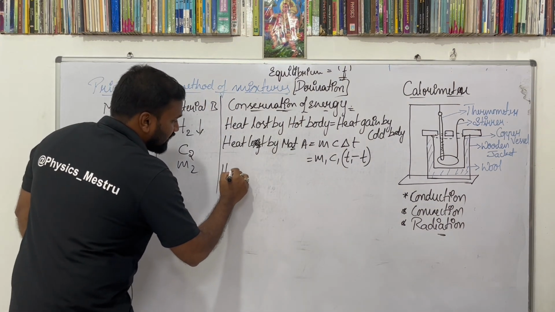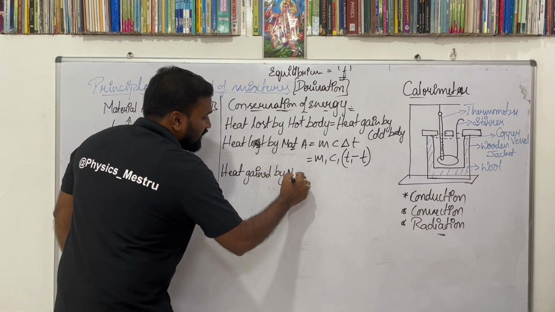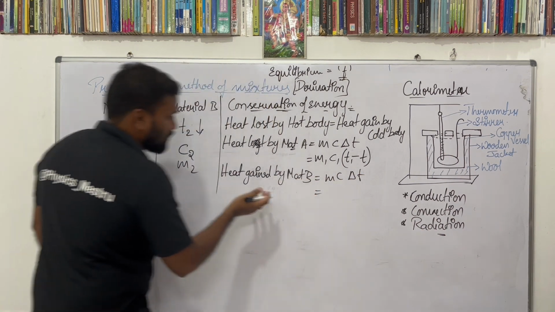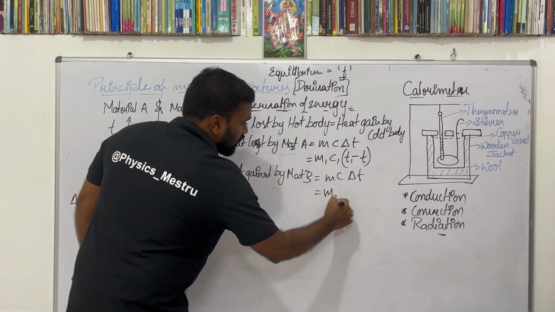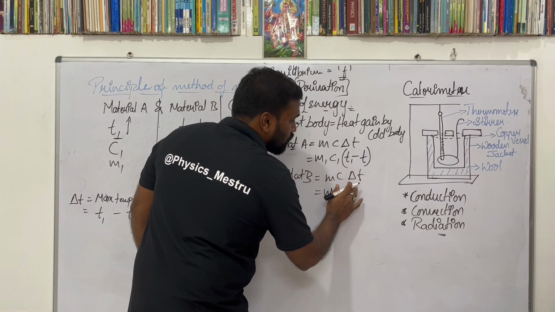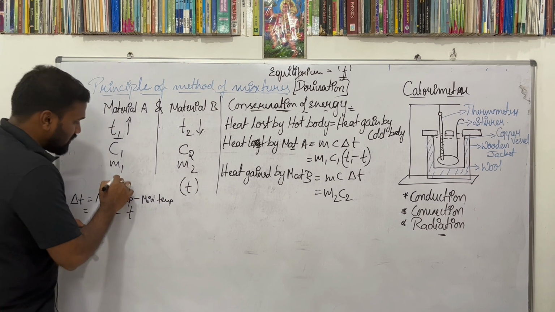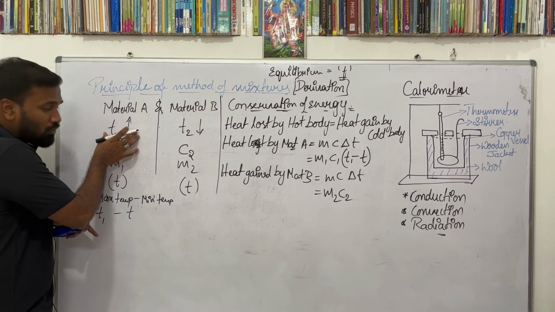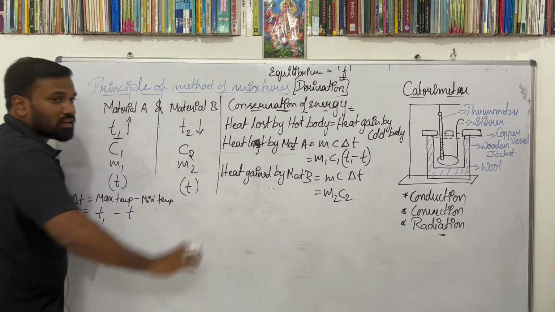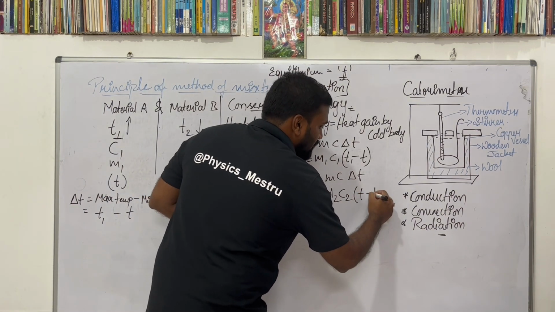Now the heat gained by material B will be equal to mc delta T, the general formula. The mass of material B is m2, and the specific heat capacity is C2. What is the maximum temperature it will attain? It will attain the temperature T, after some time gaining the energy. So the maximum temperature will be T. What was its minimum temperature? That is T2.